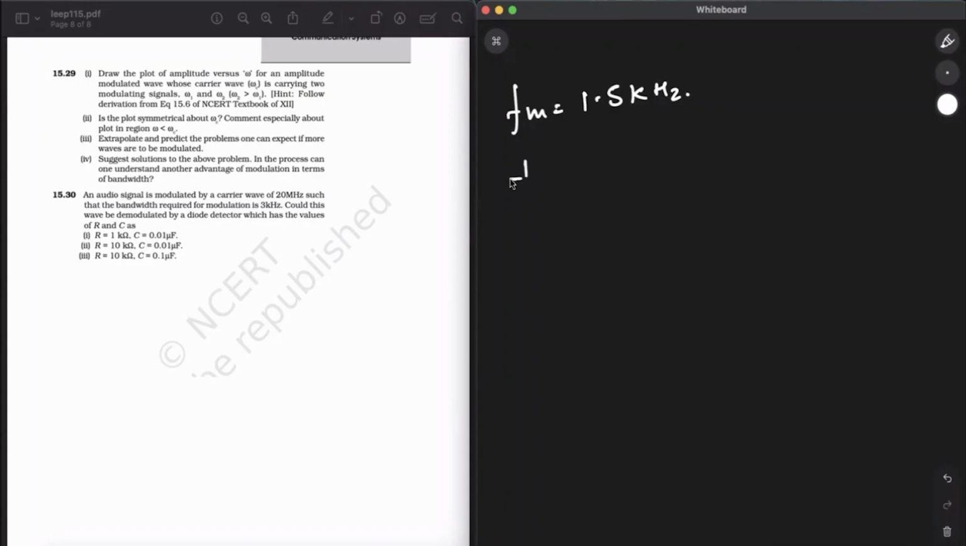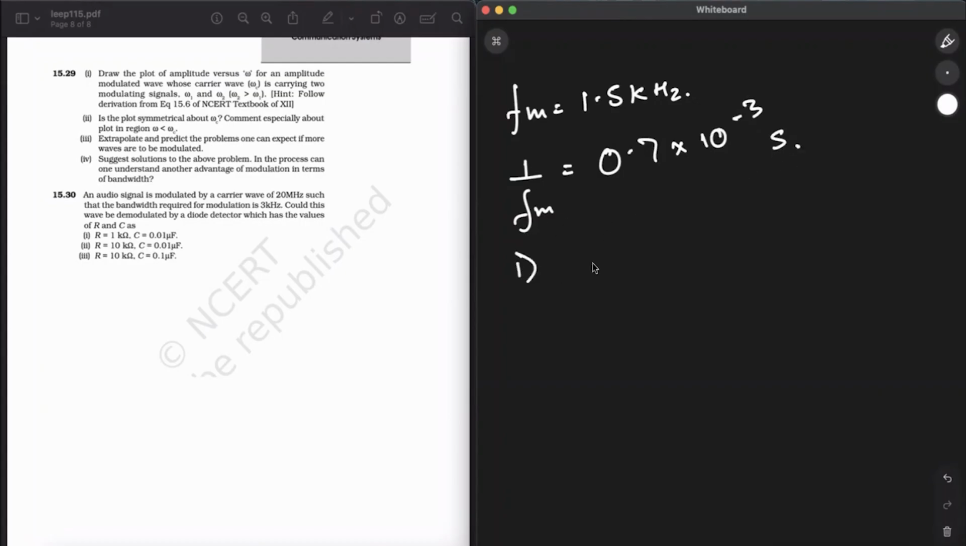Okay. Now, if I want to calculate 1 upon fm, that will be how much? 1 divided by 1500. That will be 0.666 into 10 to the power of minus 3. Then I can extract 0.7 second. Okay.